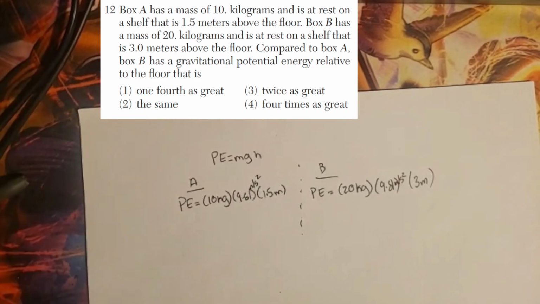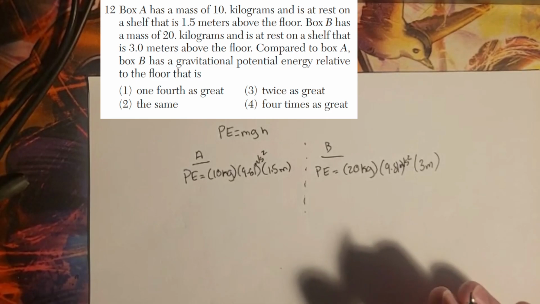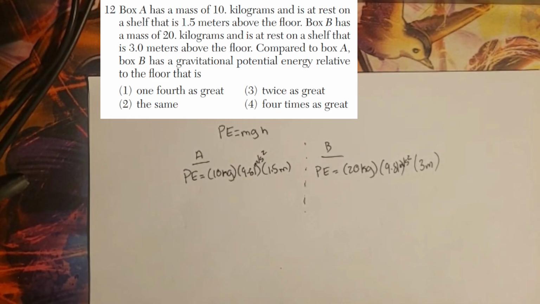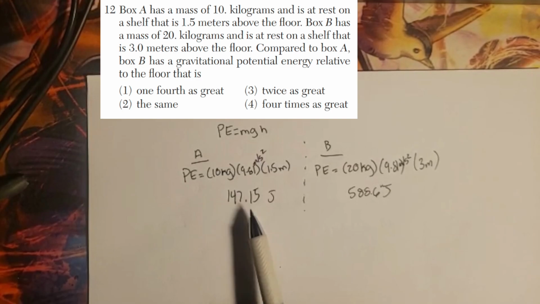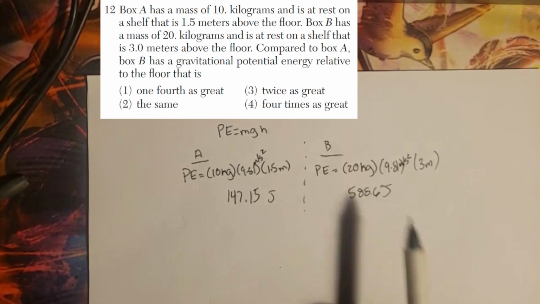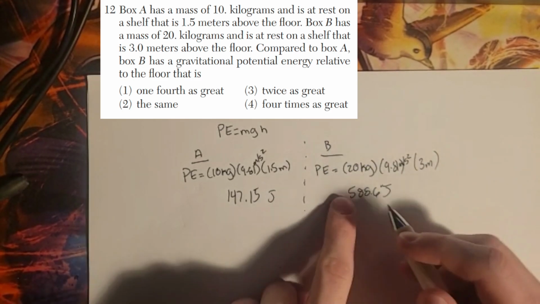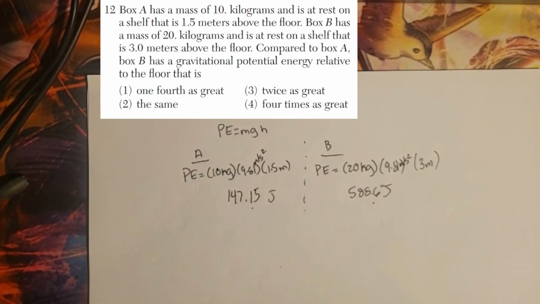Okay. Now you don't have to go through doing all this math, right? You could do it in your head if you know how to do that quickly. But if you're not sure, you could always just do the math and figure out what the number is going to be that way. Well, let's figure out what that is. So for object A, you get 147.15 joules, and for object B, you get 588.6 joules, which is 4 times greater. So compared to box A, box B has a gravitational potential energy 4 times as great.